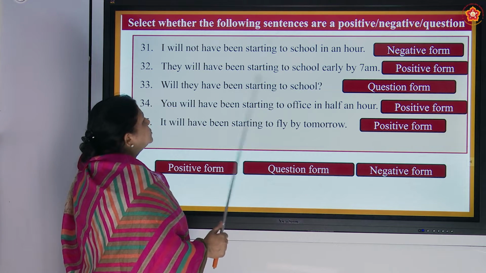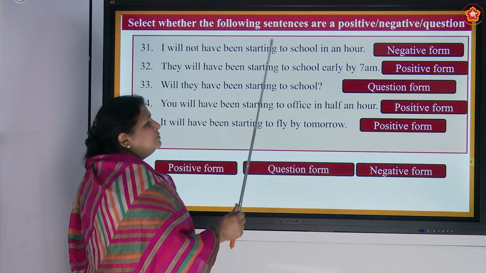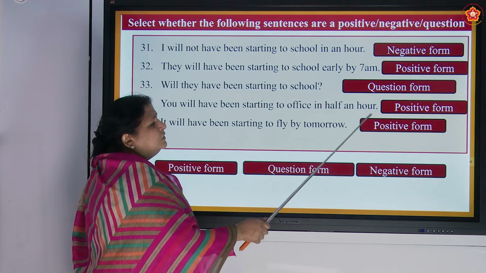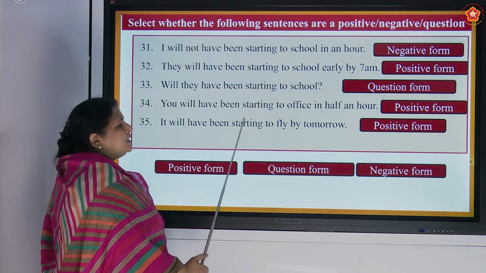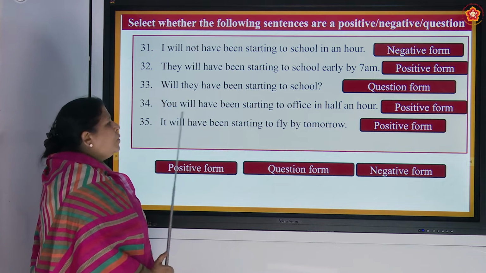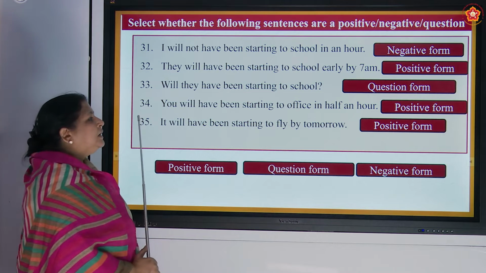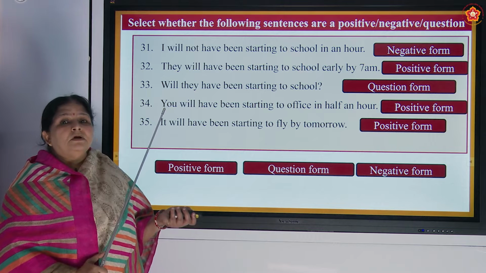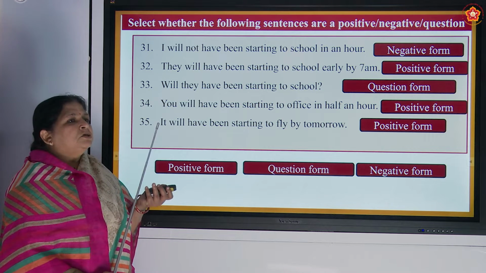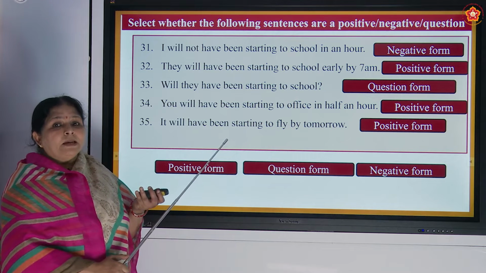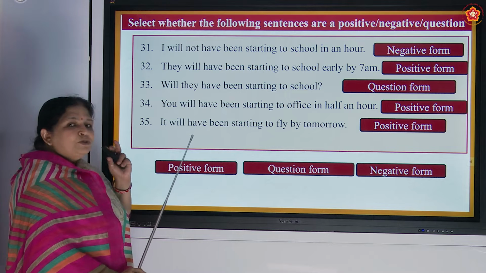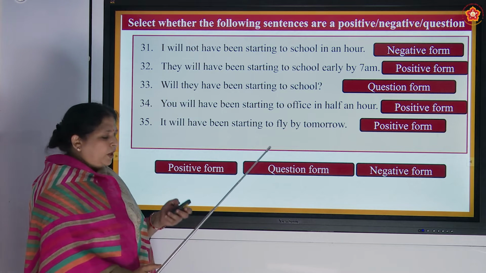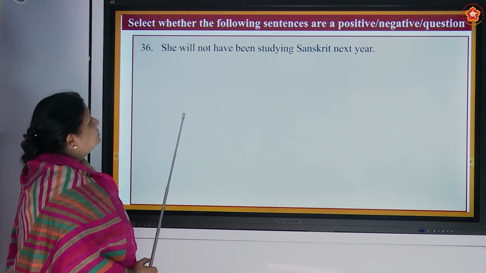Will they have been starting to school? Question mark. So, it is a question form. You will have been starting to office in half an hour. Positive form. It will have been starting to fly by tomorrow. So, now why are we saying it over here? Okay. So, it is for all the objects. Objects in the sense like name, place, animal, thing when we play. So, things like a pot, or here in this case, starting to fly means it can be a plane. Okay. It can be a bird. Small, small birdies are there, no? Yes. So, it will have been starting to fly by tomorrow. Okay? Yes. Now, some more.